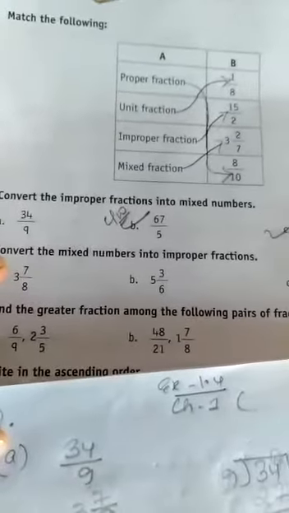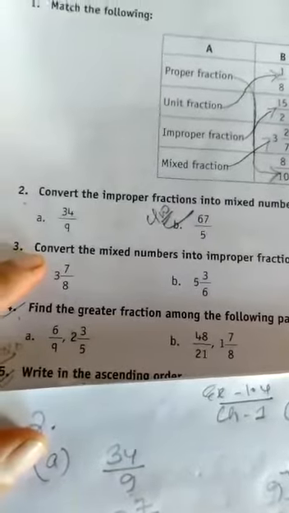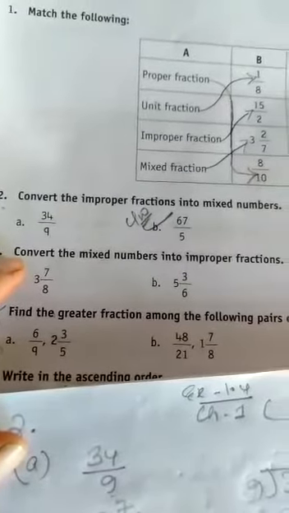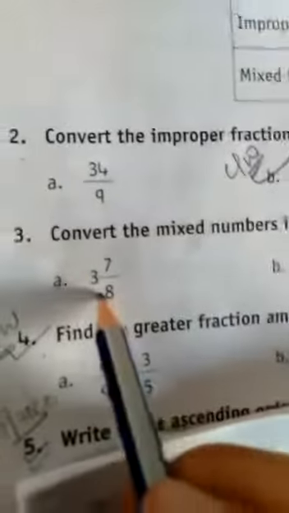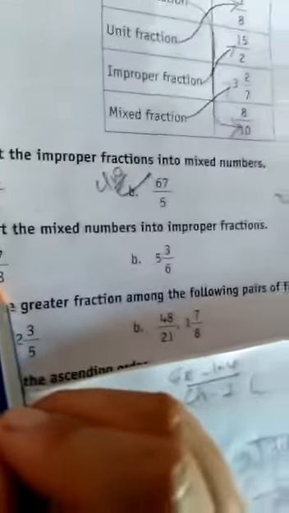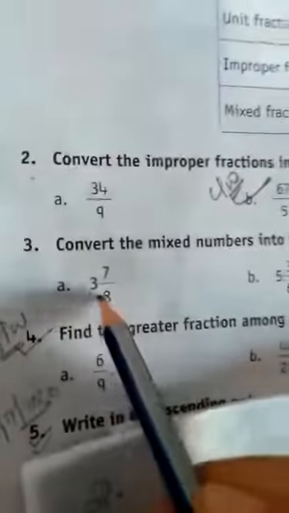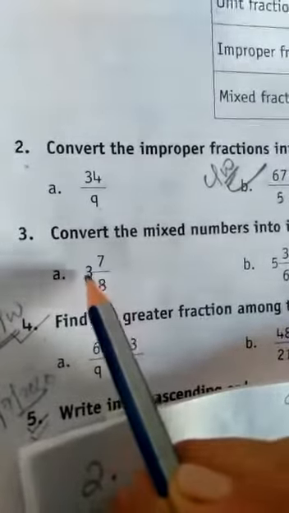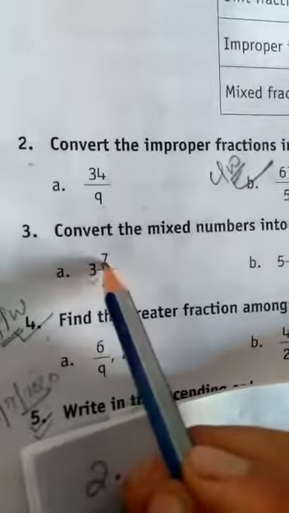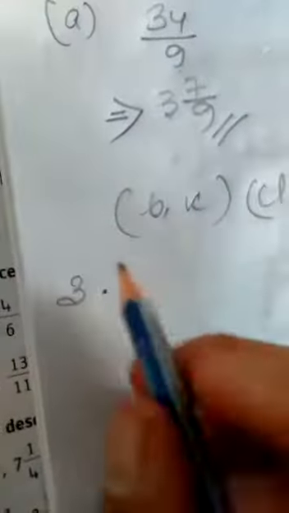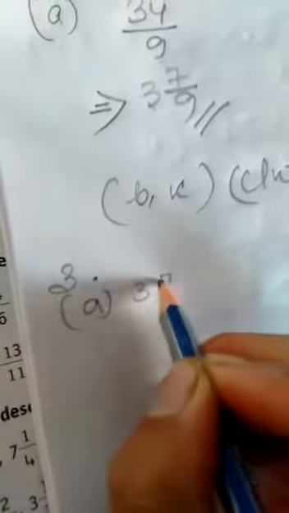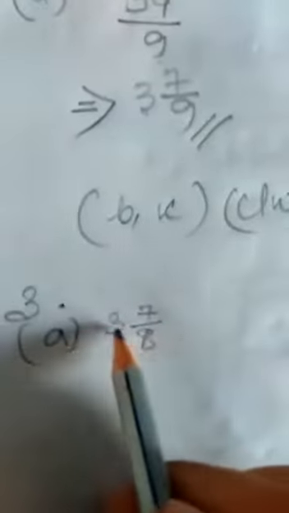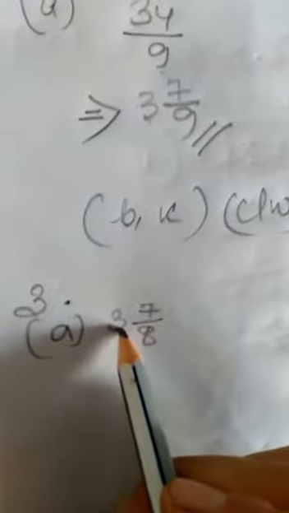Now, question number 3: convert the mixed number into an improper fraction. How will you do this one? Here in this question, you can see this is a mixed fraction, right? So how will you make an improper fraction? You will multiply 8 into 3, and whatever product you get, you add the numerator to it, okay? So write that question in your copy also. Here A is given as 3, 7 by 8. Multiply this: 3 eights are how much?